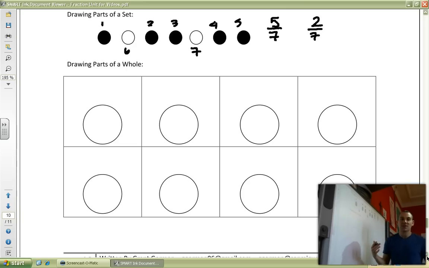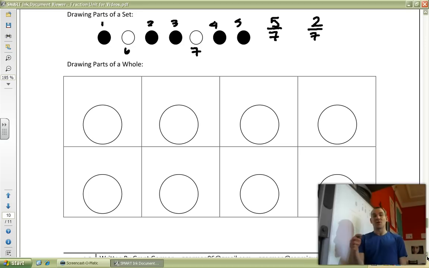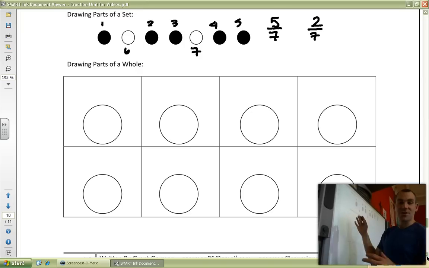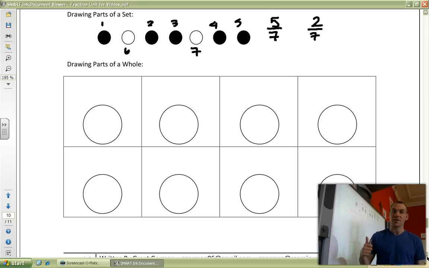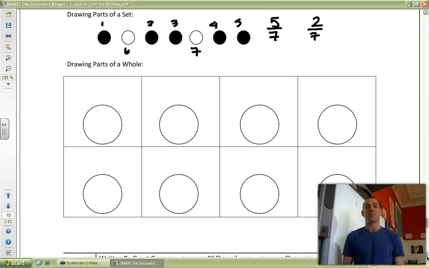And if you're asked to do parts of a set questions, you can model it yourself. It's real easy. Draw however many circles there are total, and then color in the kind that they want. Black and white circles are good for me, but if you're more artistic, you could do apples and oranges, you could do cows and horses, whatever you want. Whatever makes sense for you, whatever you are interested in, that's going to help you best understand and remember how to do these things.